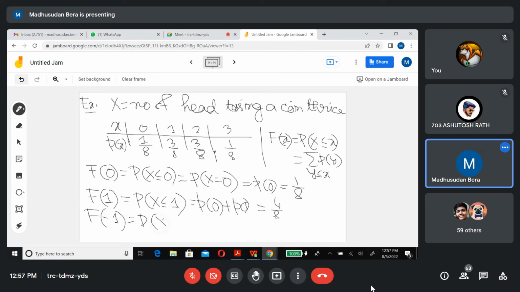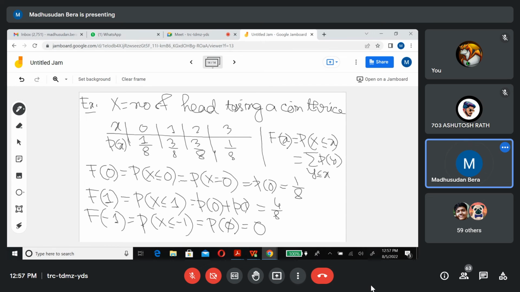Probability of x less than or equal to minus 1. What are the values of x? No value of x. So it is the probability of an empty event, which is 0. Is that okay? F of minus 1 is 0.